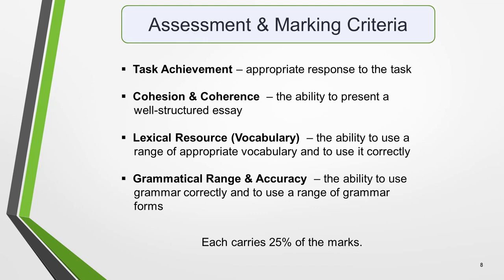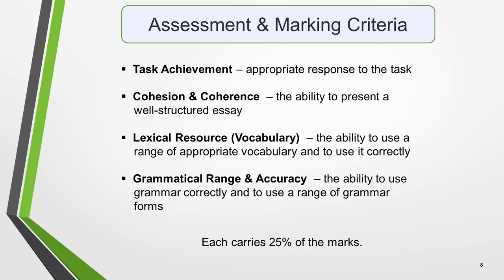As with all parts of the IELTS exam, Task 1 is marked according to 4 criteria. These are task achievement, which is appropriate response to the task, cohesion and coherence, the ability to present a well-structured essay, lexical resource or vocabulary, which is the ability to use a range of appropriate vocabulary and to use it correctly, and grammatical range and accuracy, the ability to use grammar correctly and to use a range of grammar forms. Each carries 25% of the marks.